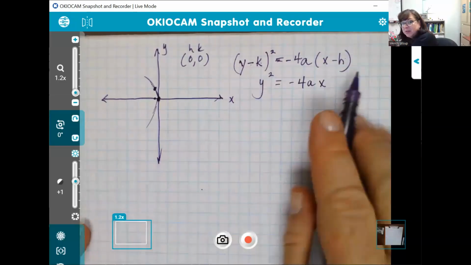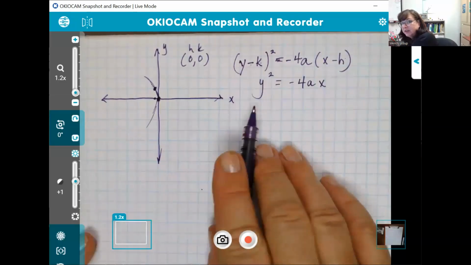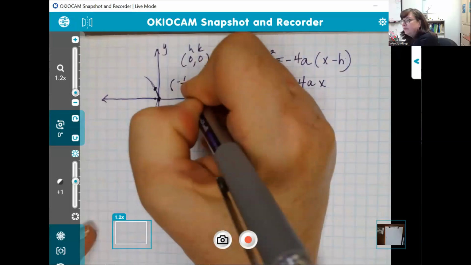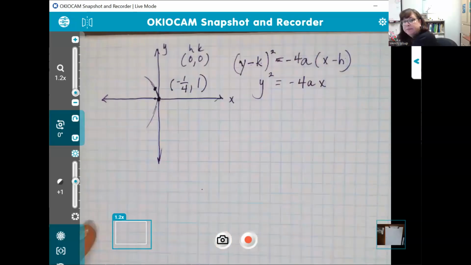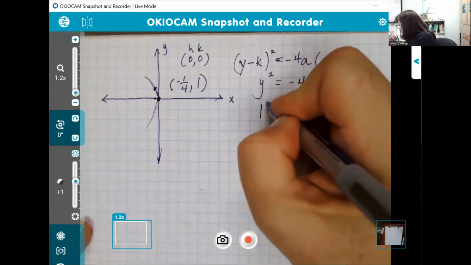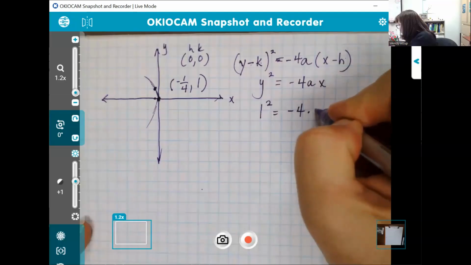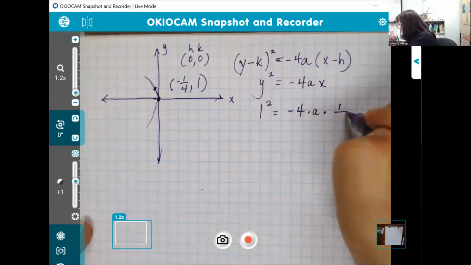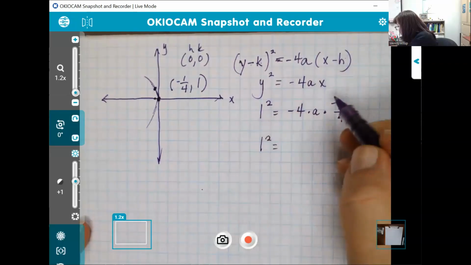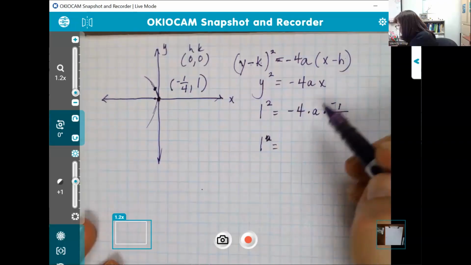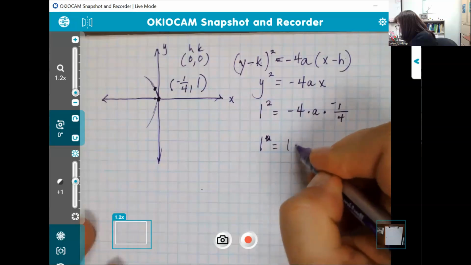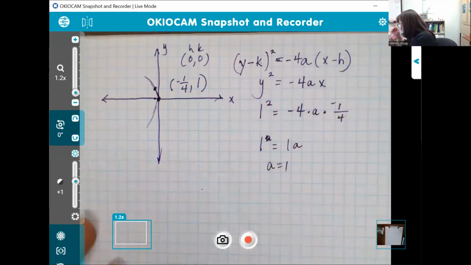However, that's all I know. I don't know my a value because I don't know my directrix. I don't know my focus. I do know one point on my line. When x is negative 1/4, y is 1. So I can plug in negative 1/4 for x, 1 for y, and then solve for a. So 1 squared equals negative 4 times negative 1/4, and 1 squared is just 1. Negative 4 times negative 1/4 is just going to be positive 1a. So my a just equals 1.